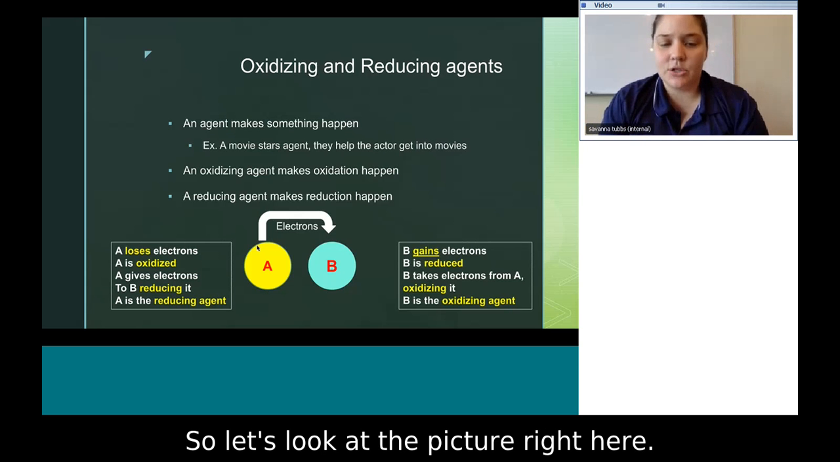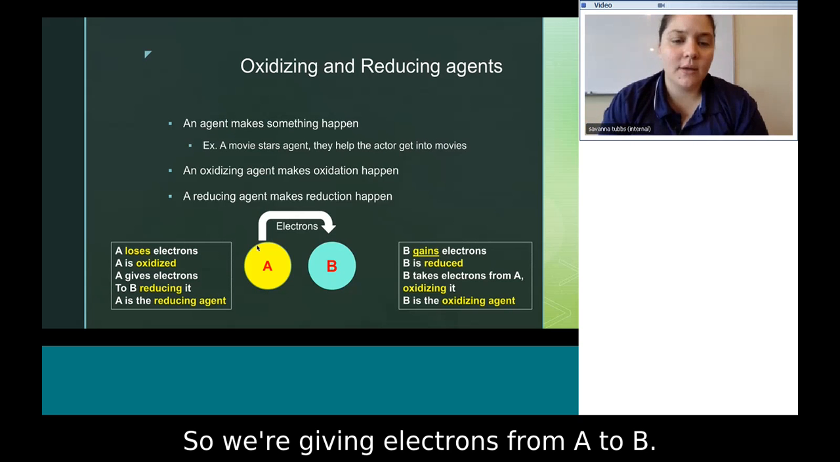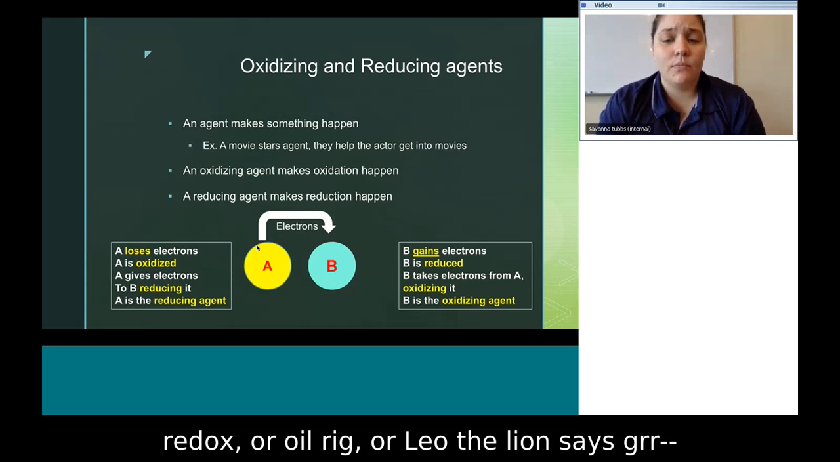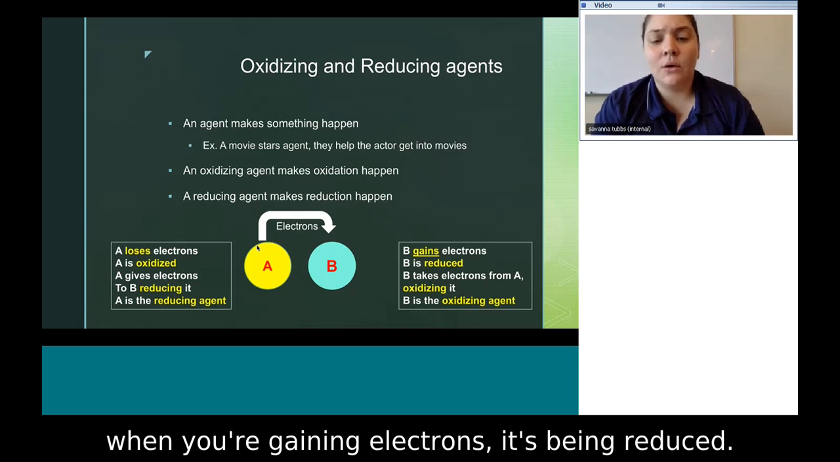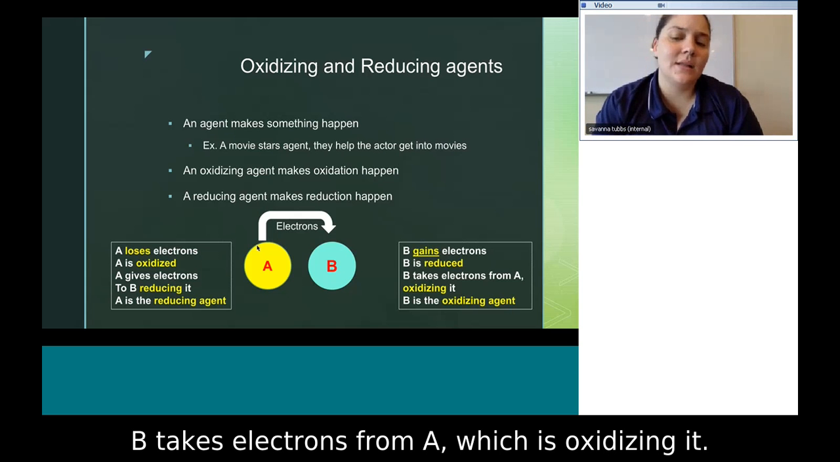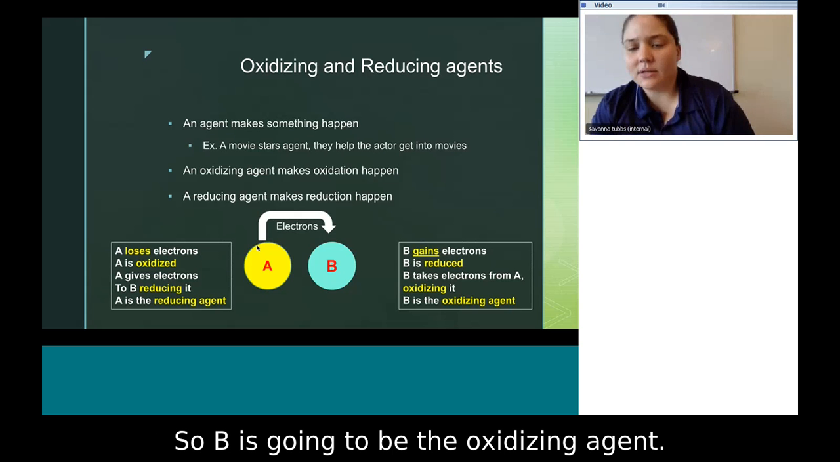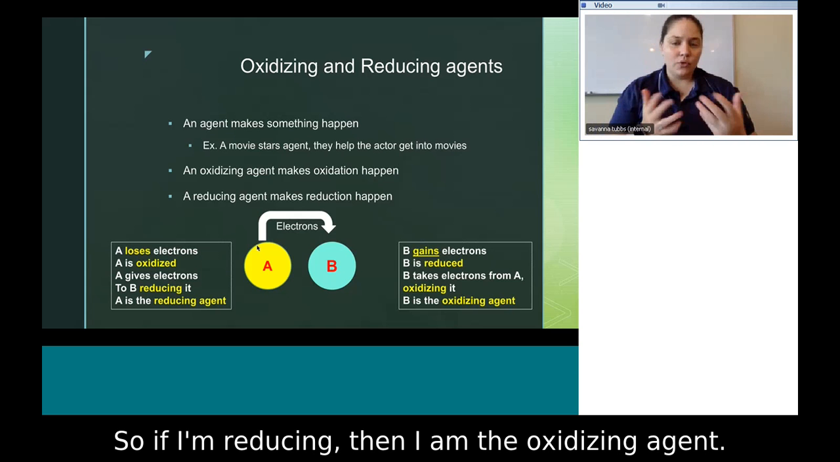So let's look at the picture right here. We're giving electrons from A to B. So B is gaining electrons from A, which means that, remember, redox, or OIL RIG, or Leo the lion says grr, when you're gaining electrons, it's being reduced. B takes electrons from A, which is oxidizing it. So B is going to be the oxidizing agent.